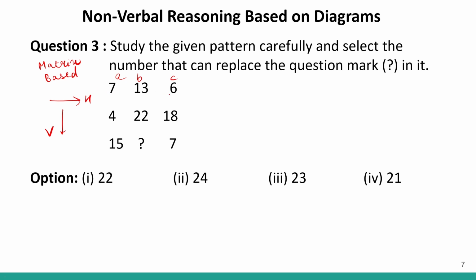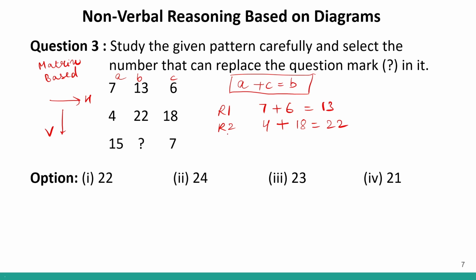And over here, if you look at row 1, I can see these numbers, column 2 numbers are significantly bigger than the other numbers. So certain operations are being carried on column number 1 and column number 3 to get column number 2. We have discussed this. So now I see that if I add A and C, I get my B. This is the logic. So let us check for row 1. Row 1, it will be 7 plus 6 will give me 13. Similarly, in row 2, 4 plus 18 will give me 22. Correct? So row 3 also, 15 plus 7 will be how much? It will be 22. So option number 1, 22 will be my answer.